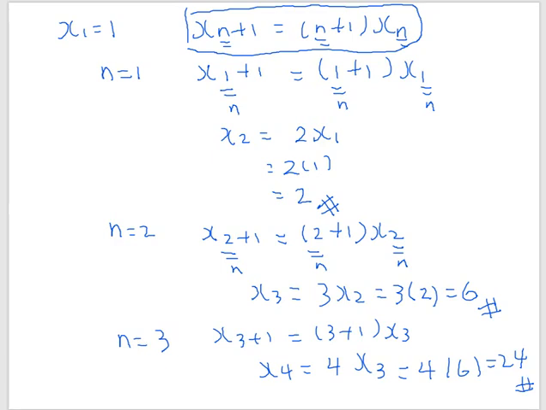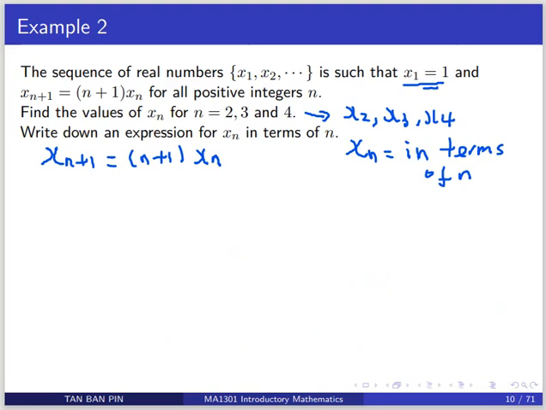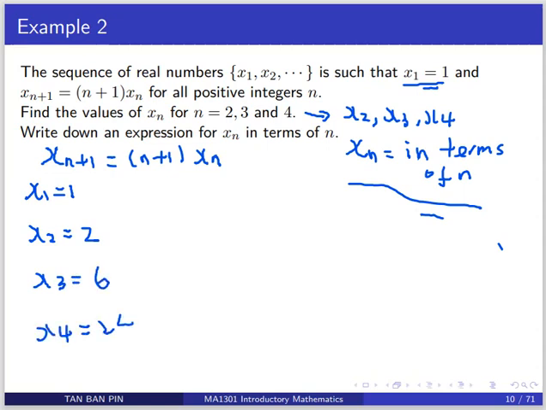And remember, you're supposed to find xn in terms of n. So we need a formula. We just found that the question gives you x1 is 1. Then you found that x2 is 2, x3 is 6, x4 is 24. So can you see what xn is in terms of n? 1, 2, 6, 24.